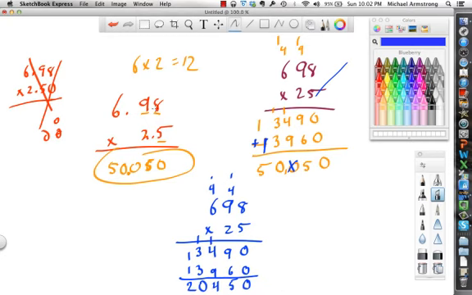So if this rounded up to 7 and this rounded up to 3, 7 times 3 is 21. And my answer is more like 20450. Count my 1, 2, 3 places. Put my decimal in, it's 20.450. 50 doesn't make any sense. 20 is reasonable, because 6.98 is almost 7 and 2.5 is sort of close to 3. 7 times 3 would be 21. So this works.